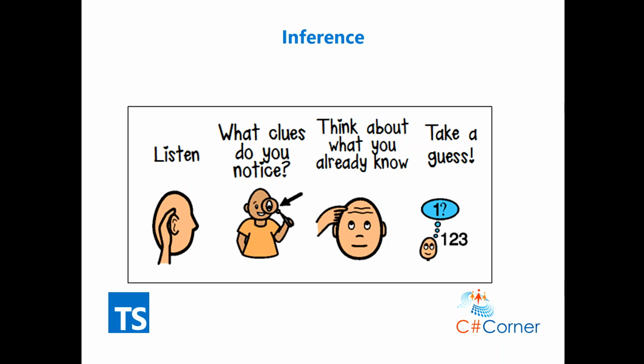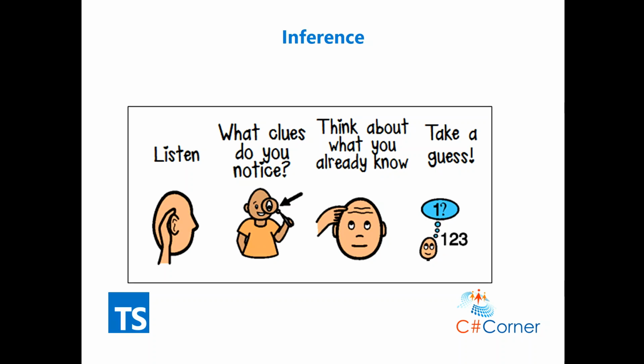Then coming to the conclusion, as depicted in the picture, you are listening and getting some clues. What clues do you notice? Your friend is saying that they saw him in a theater. Then think about what you already know: you saw him in a food court as well. Then you are guessing that Raja has got a new girlfriend or something, right?